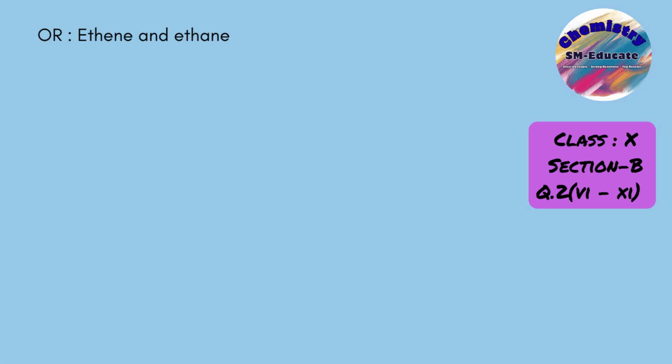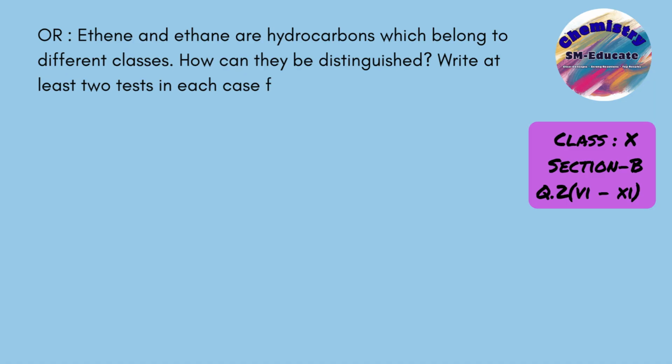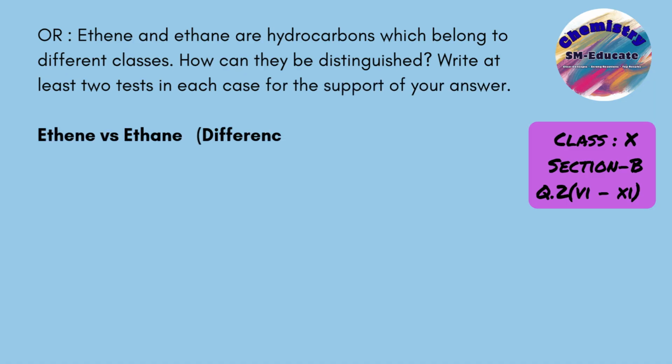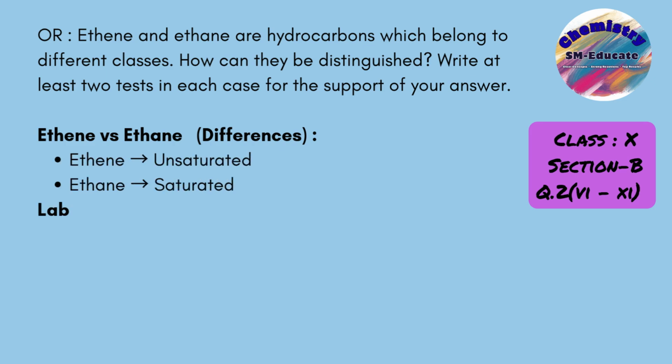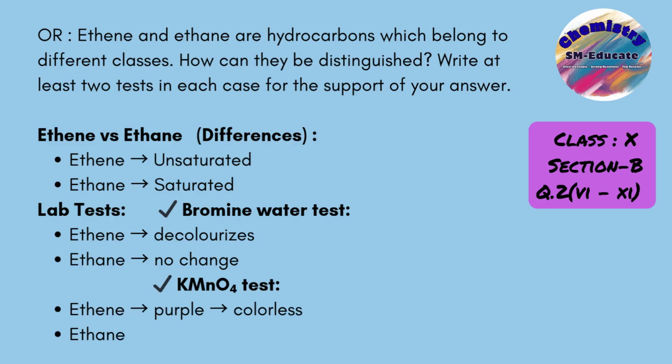Ethene and ethane are hydrocarbons which belong to different classes. How can they be distinguished? Write at least 2 tests in each case for the support of your answer. Ethene versus ethane. Differences. Ethene is unsaturated whereas ethane is saturated. Lab tests. Bromine water test. Ethene easily decolorizes it whereas ethane shows no change. KMnO4 test. Ethene forms a purple to colorless solution whereas ethane shows no reaction.